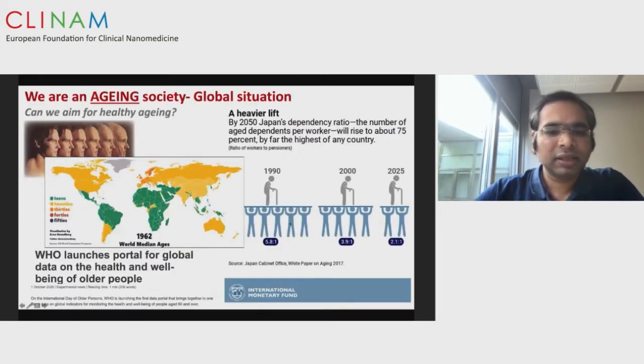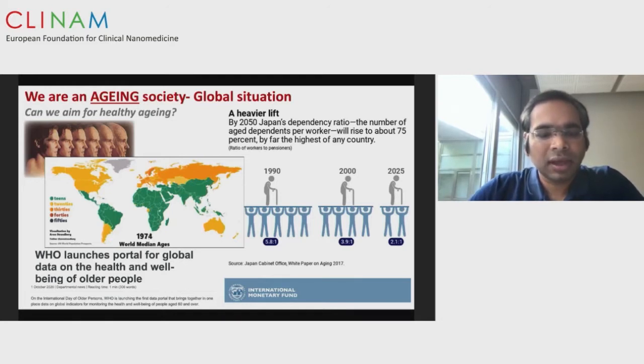Now, as you can see in this live map, we are an aging society. By the end of 2050, there will be more than 2 billion elderly people in the world. And I know I don't need to explain the kind of socioeconomic burden we will be facing in the next 20 to 30 years.